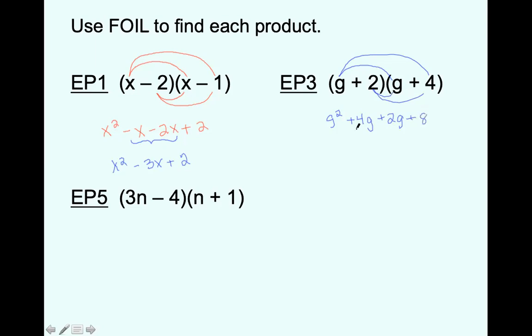Again, be sure you combine your like terms. This step is super important. So we have g squared, 4g plus 2g is 6g. And then we have a constant of 8.